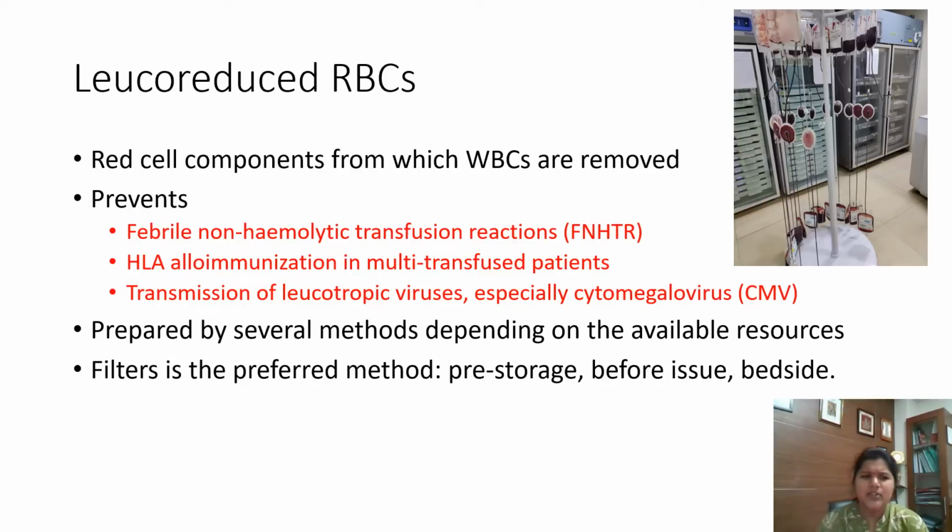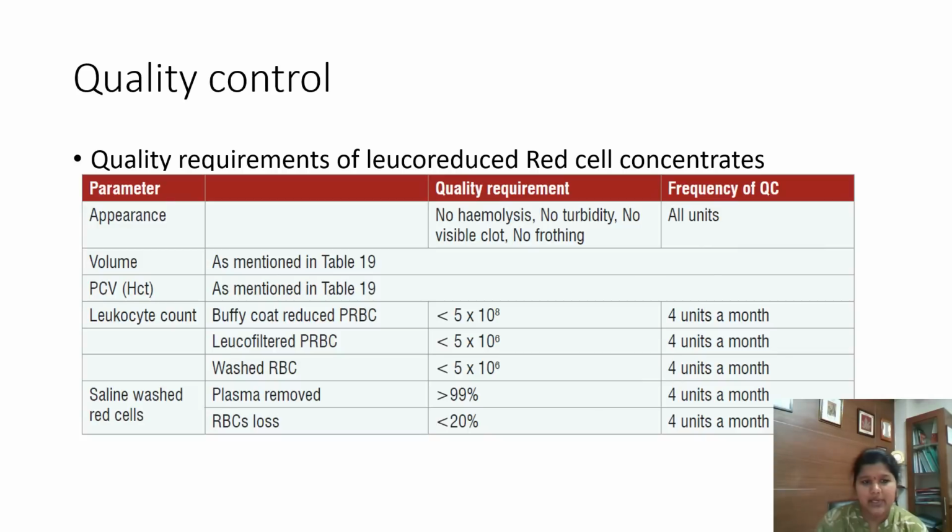There are various methods to do leukoreduction, but the most commonly preferred method is the filters. So leukoreduction can be done at three main stages. One is before storing. Number two is just before issuing. Number three is at the bedside of the patient. Coming to the quality control of leukoreduced RBCs. In case of leukoreduced RBCs, the leukocyte count should be less than 5 x 10^8 per bag.